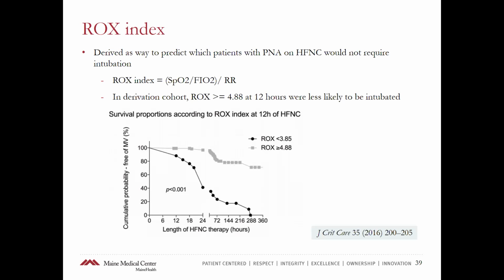In their derivation cohort, the number that they came up with, greater than 4.88 at 12 hours, so I probably would have called it 5, were less likely to be intubated. And if you look at their graph, for the patients who were greater than 4.88, they actually did pretty well. Just under 80% managed to avoid intubation. The ones who had their other marker less than 3.85 did quite poorly. There's a pretty clear split here.